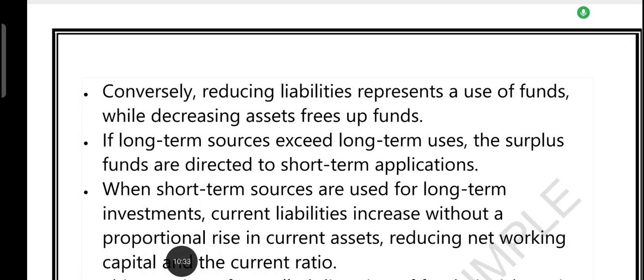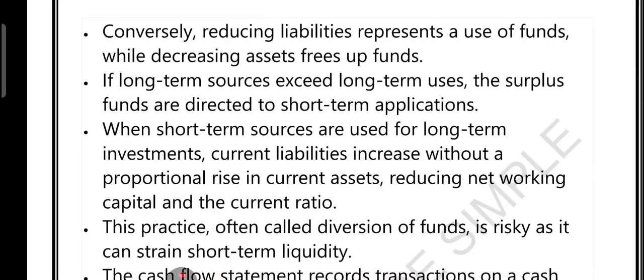Remember it, right? So friends, if we talk about the fund flow basic, you know it very well. If liability goes up, that is a source of fund. If the asset goes up, that is a use of fund. So using long-term fund for short-term need is okay, but using short-term fund for long-term asset, that is risky. It can reduce liquidity, and it can reduce the current ratio. This is called diversion of fund.